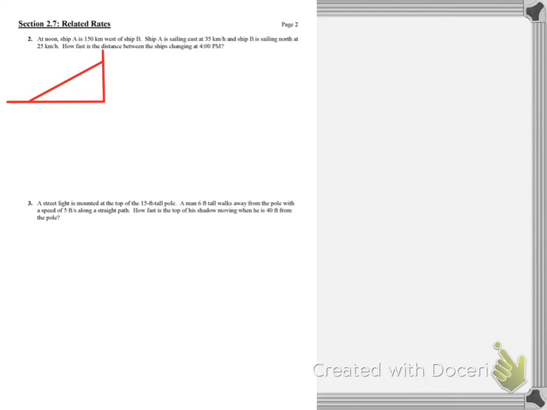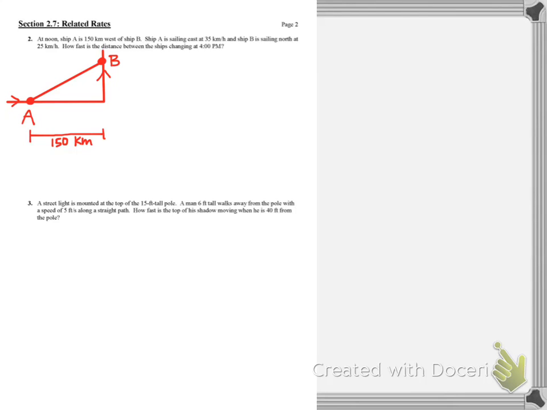So first, I need to draw a diagram. So if this is ship A traveling east, this is ship B traveling north. This distance between them, they told me, was 150 kilometers. So at noon, this is where the ships lie. A is going to continue sailing east at the specified rate, and B will continue sailing north.